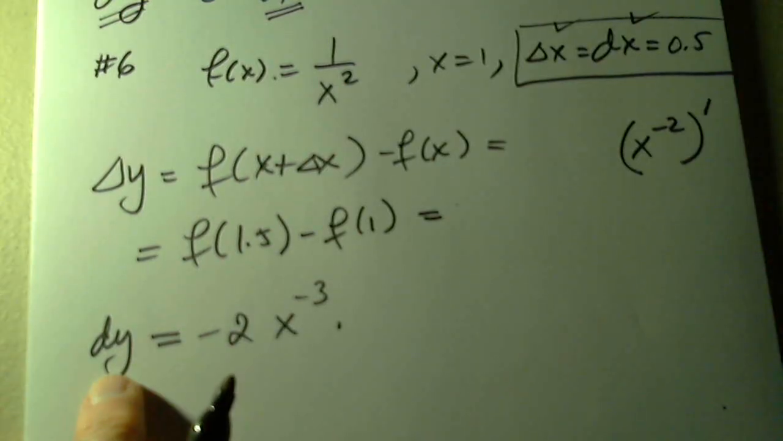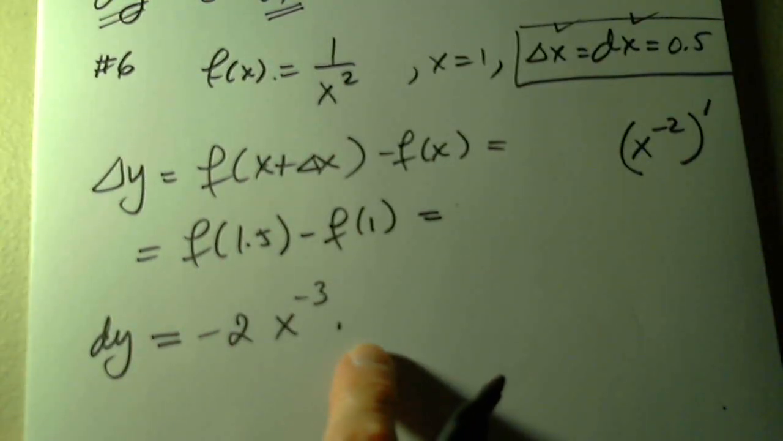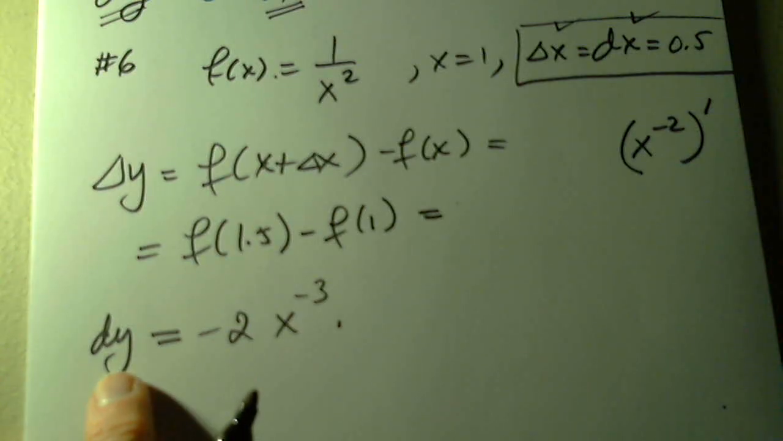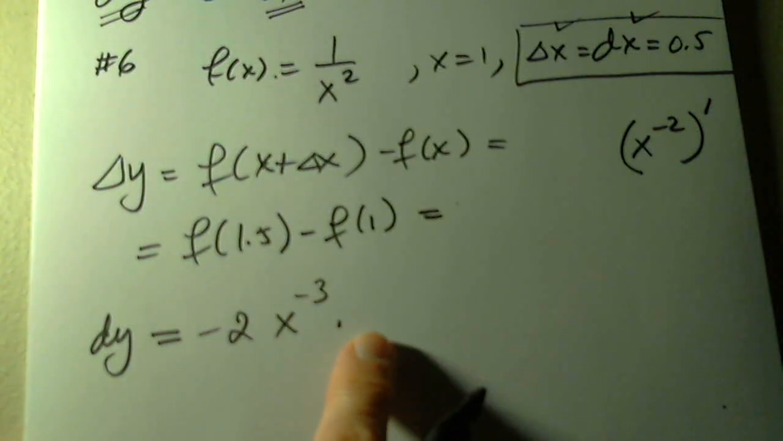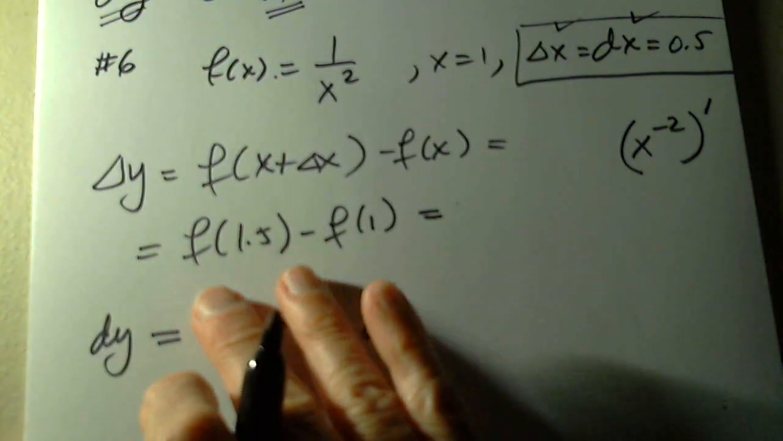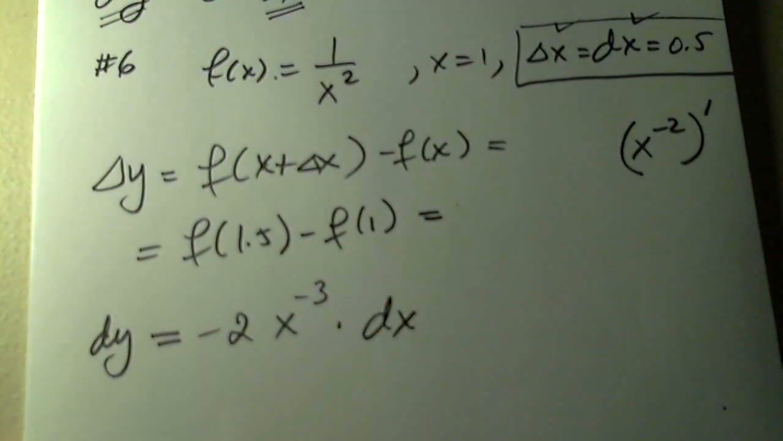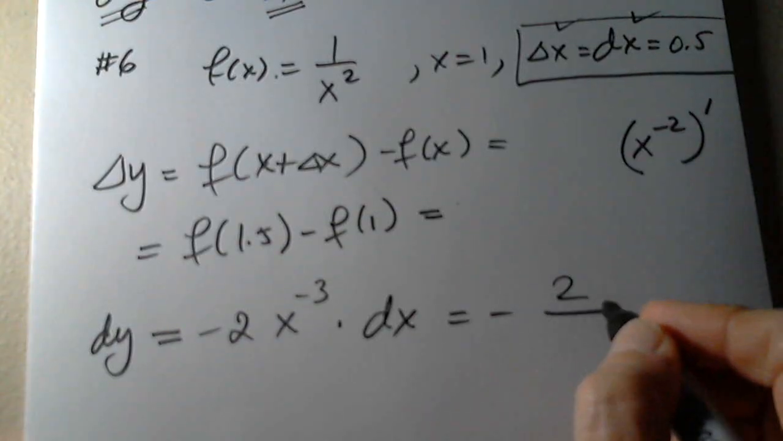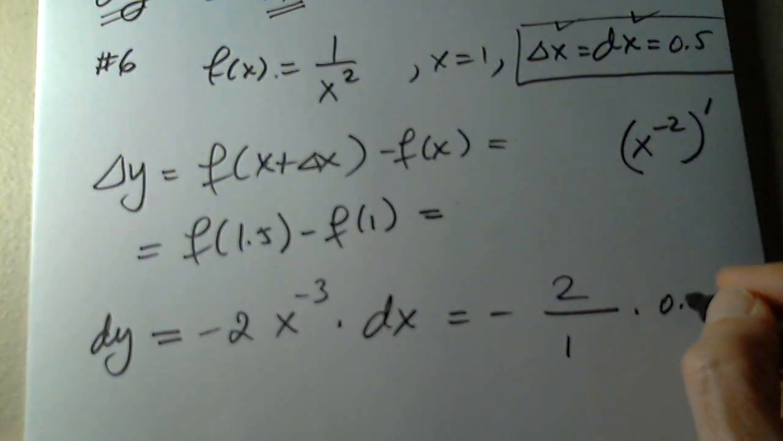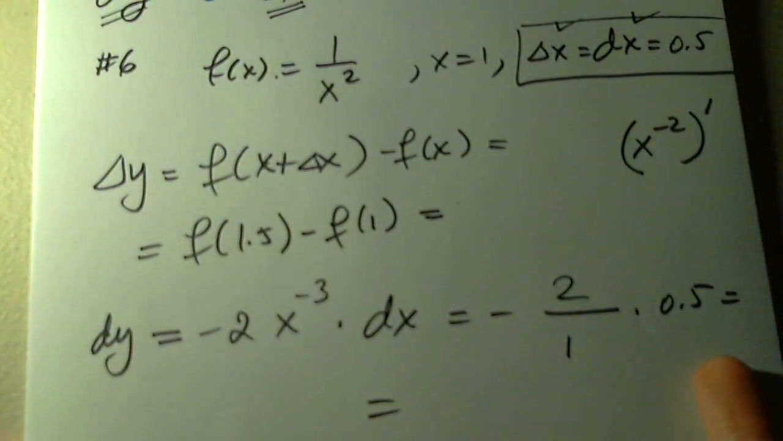Because that's not the derivative. Is it just dx? Exactly. So dy is f prime of x times dx. Excellent. So negative 2 over x is 1. I'm going to just put 1 to the third power, multiplied by 0.5. See how easy this is to calculate? So this is negative 1.